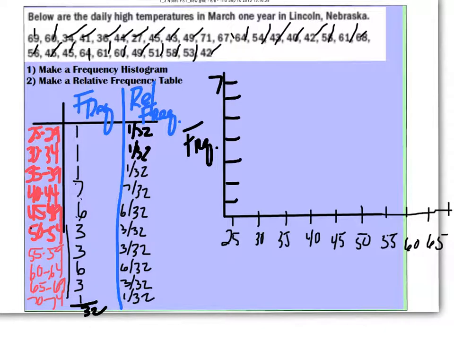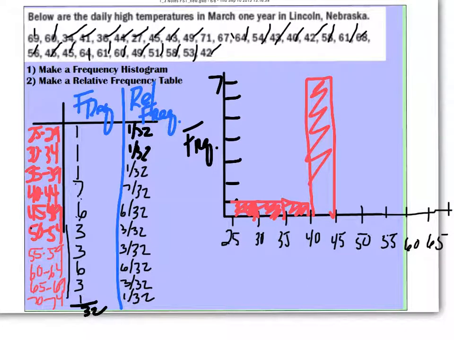So if we graph this, the first bar, 25 up to 29, is 1. So I would just do this. Then from 30 to 34 is going to be 1 also. 35 to 39, we're still at 1. 40 to 44 is going to be up to 7. And the next one is 6.